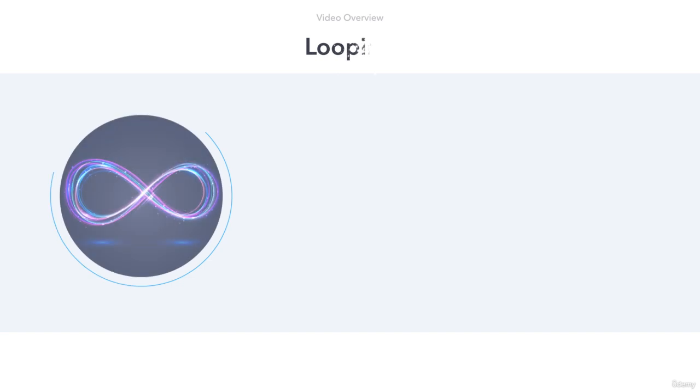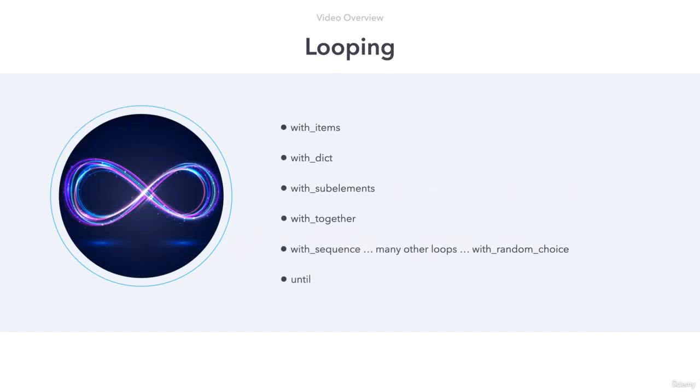In this video, we're going to be taking a look at the looping functionality in Ansible. There's a multitude of options and power that this can bring to our playbook creation. All of these start with underscore, and we're going to look at items, dict, subelements, together, sequence. There's many other options, and we're also going to have a look at random choice. Finally, we'll take a look at until.